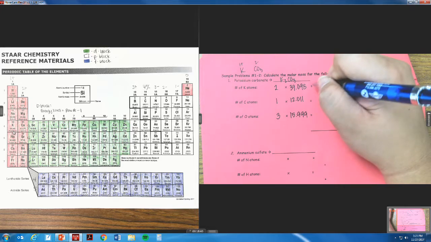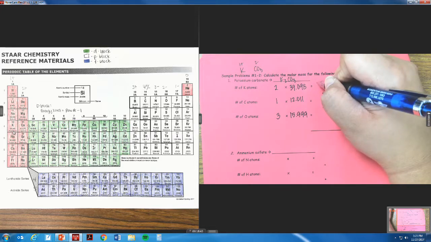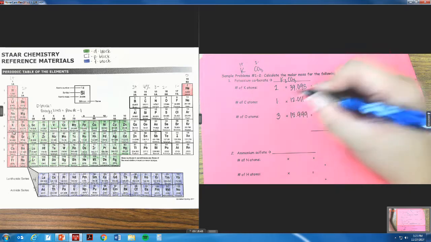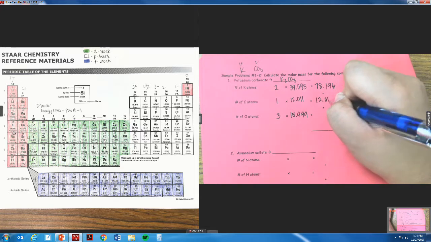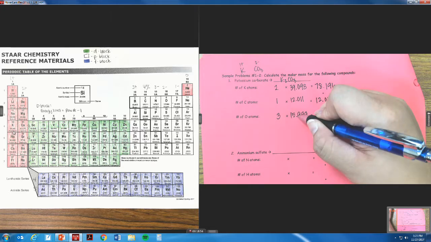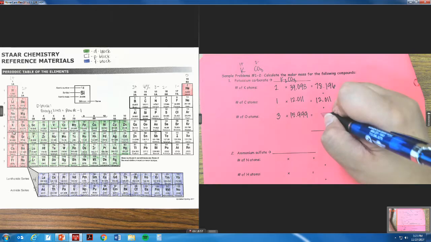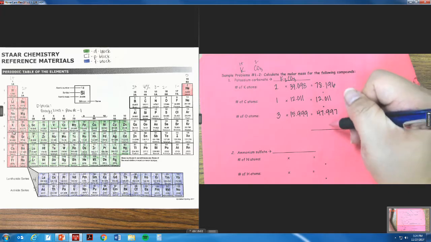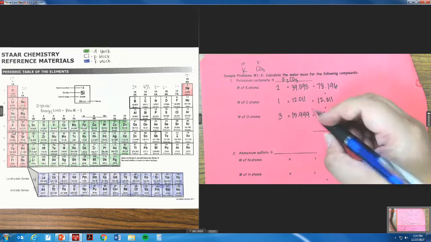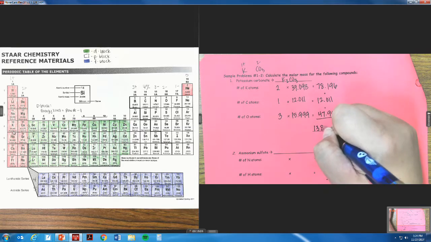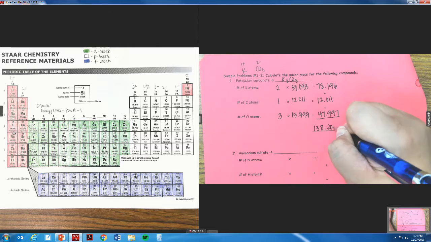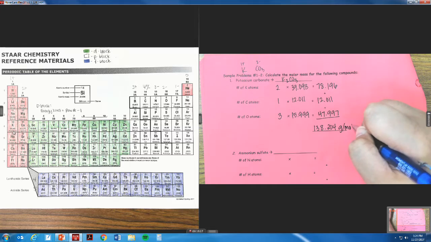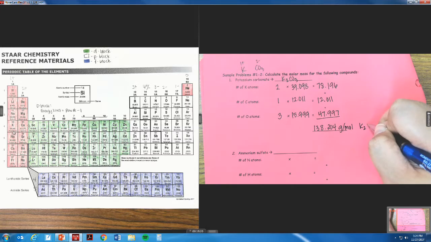Now you're going to multiply those all together. 39.098 times 2 is going to be 78.196. 12.011 times 1 is still going to be 12.011. Then 15.999 times 3 is 47.997. So what's your final answer? Well, when you add those all up, your final answer is 138.204 grams per mole of K2CO3.